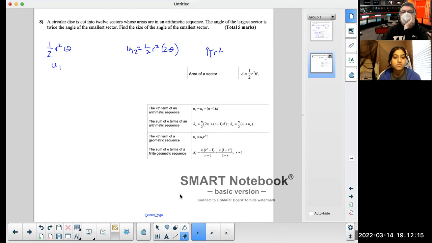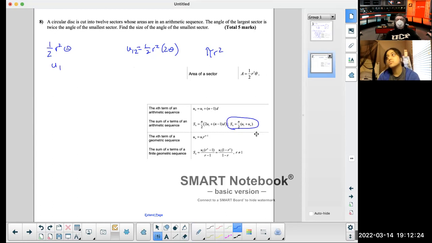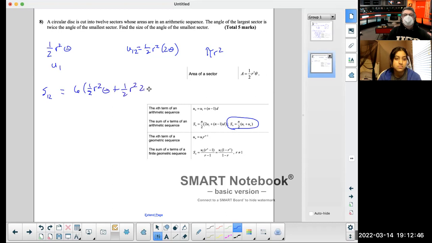This is u sub 12, right? And so the sum is equal to n/2 times u sub 1 plus u sub n, right? So the sum of the first 12 is equal to 12/2, which is 6, times 1/2 r squared theta plus 1/2 r squared 2 theta, right? And we know this is pi r squared, right?